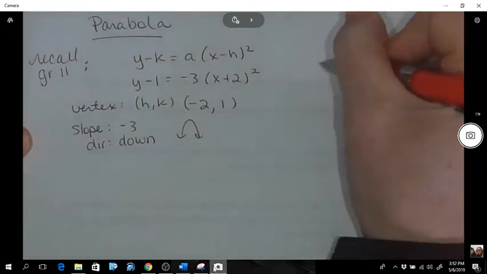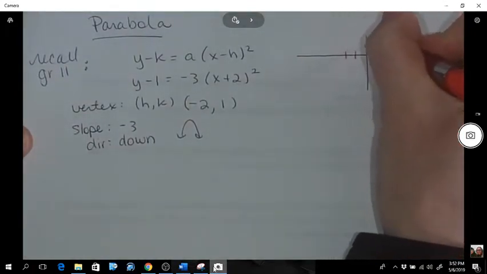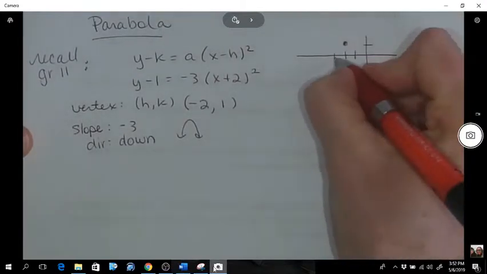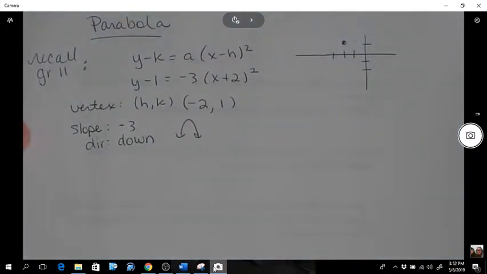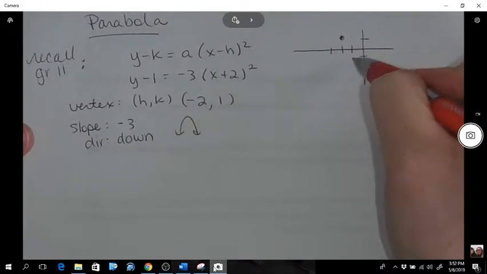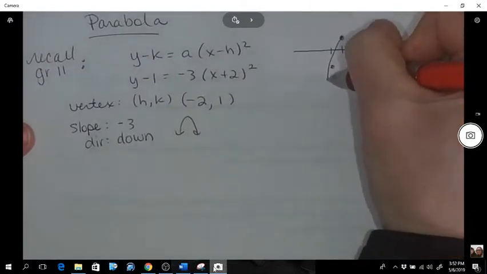Okay, so let's graph this. Negative 2, 1. Okay, so there's my vertex. And I'm going to go a move of 1 over and 3 down. Other side, 1 over 3 down. And there's my parabola. Whoops, I missed my point.